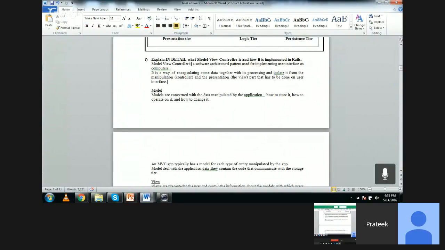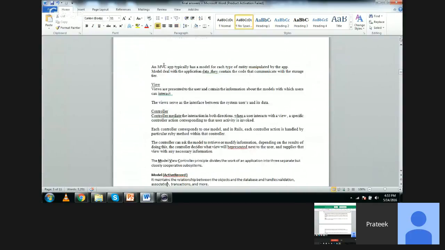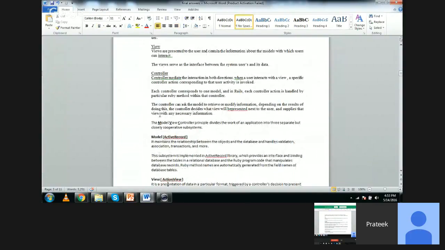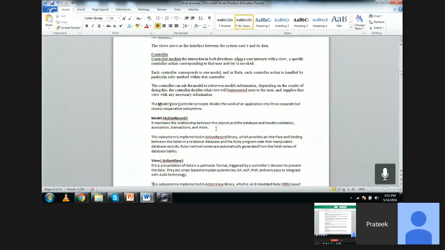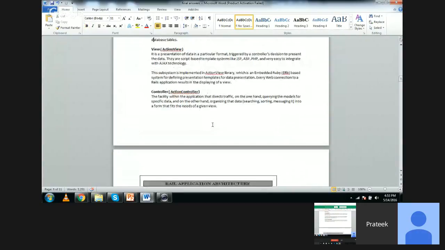Then the F part is explain in detail what MVC is and how it is implemented. So I explained, and I can see the explanation is good. Model, view, controller. I wrote one point each, and how MVC divides the work of an application in Rails. Model is Active Record, view is Action View, and controller is Action Controller in Rails. We make the MVC like that only, right? The explanation is good here.